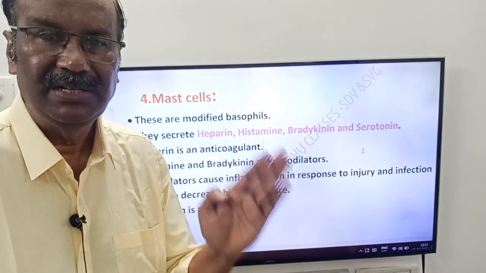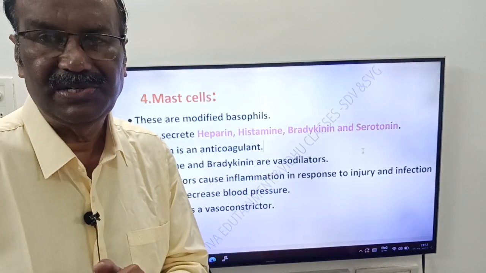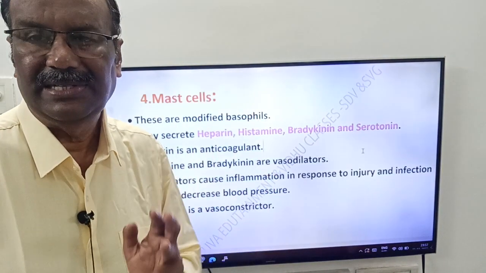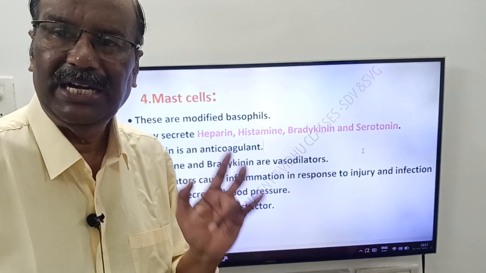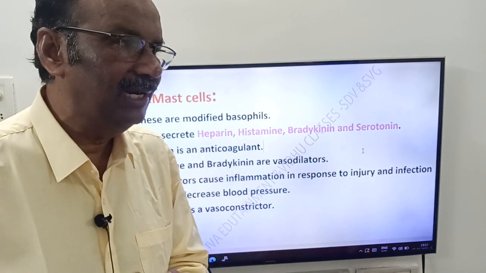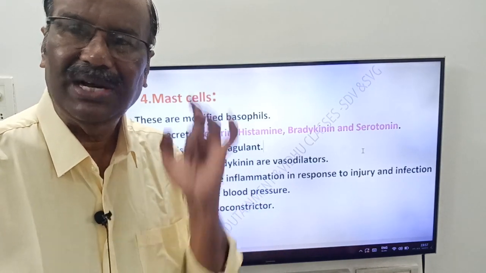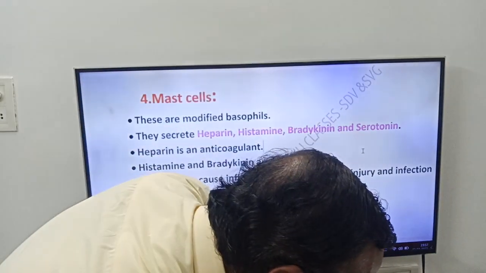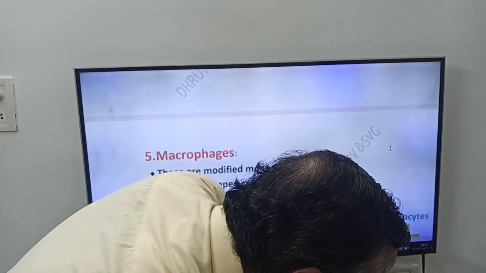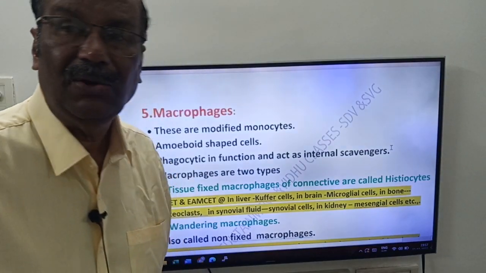Okay. Once again, friends, mast cells secrete 4 substances. Heparin, it is an anticoagulant. Histamine and bradykinin are vasodilators. Serotonin is a vasoconstrictor. Okay, friends. That is about the 4th cell of the areolar connective tissue.